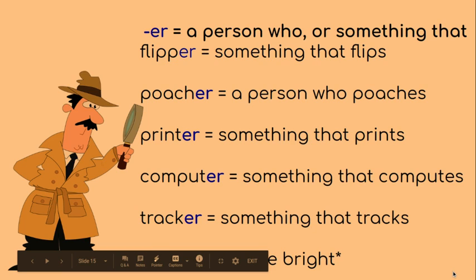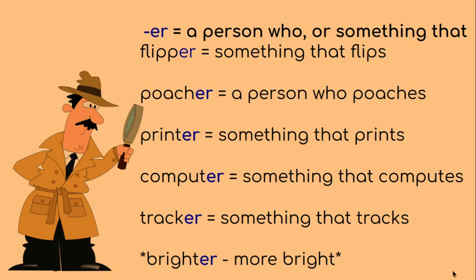Okay, so we also had a lot of er words. Remember, er means a person who or something that. So flipper, something that flips. Poacher, a person who poaches. Printer, something that prints. Computer, something that computes. And tracker, something that tracks.